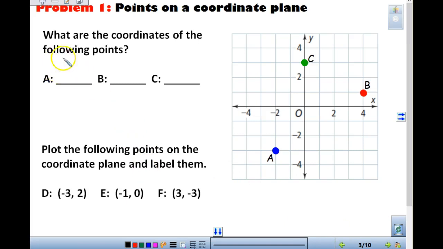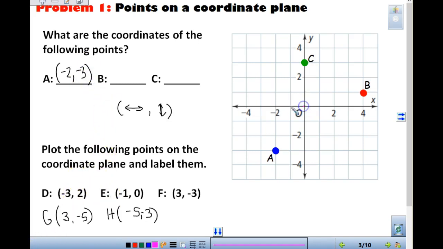I am going to ask you, where are the following points? So we look at A. Starting at the origin, we go 2 to the left, that means -2, and we went down 3. So we are going to put parenthesis, -2, comma, -3. I would like you to try B. First thing I'm always going to do is left to right. And to get to point B, I'm actually moving over 4, and then I'm going up 1. So this point is going to be located at 4, comma, 1.